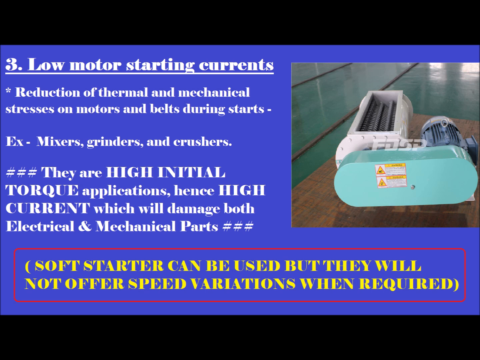So we take the example of a crusher here. Crusher, grinder, mixer all have initial high torque. High torque means there will always be a load on those equipment, and when they get started it will take a very high current which will damage both electrical and mechanical parts. Also for high torque applications you can go for a soft starter, but the disadvantage of a soft starter is that you cannot change the speed in between the process.